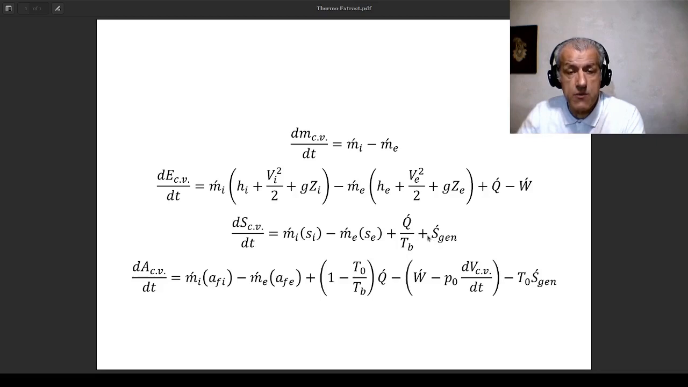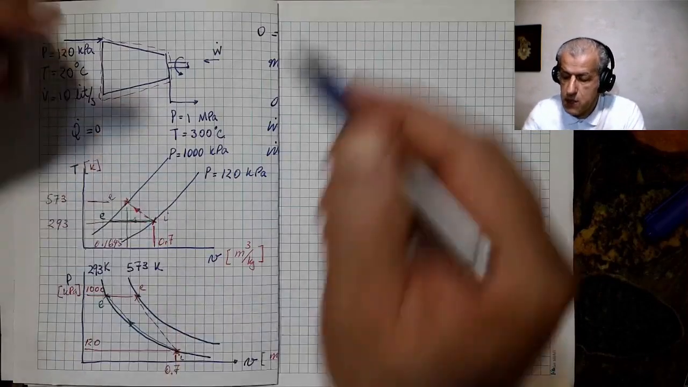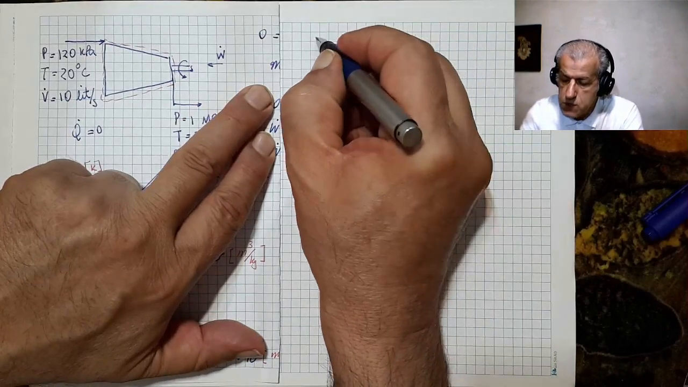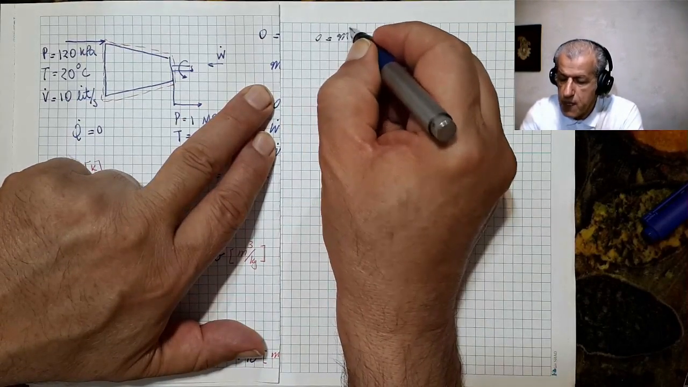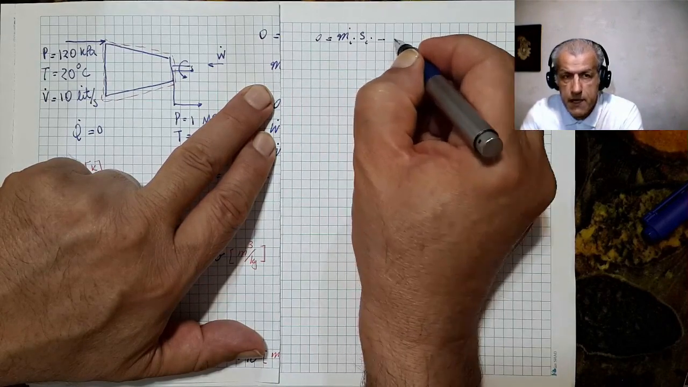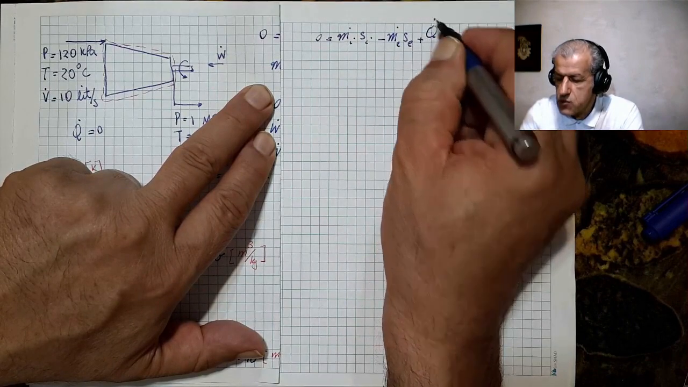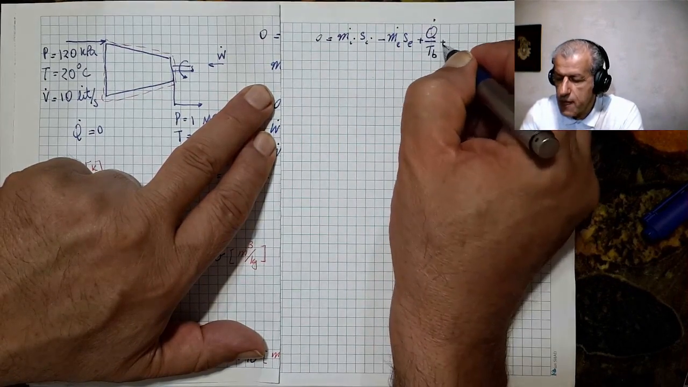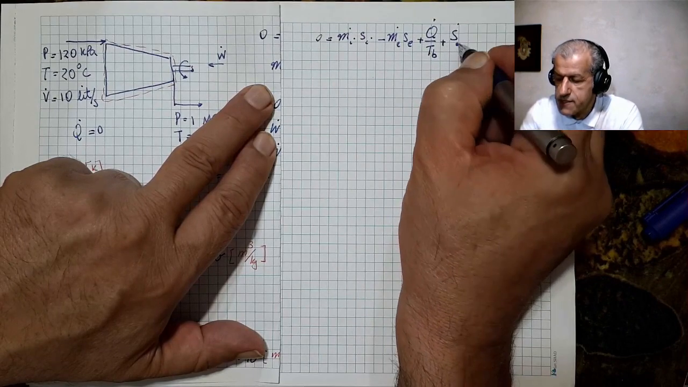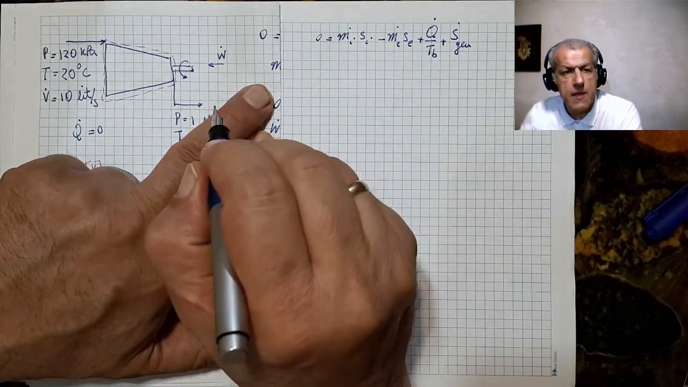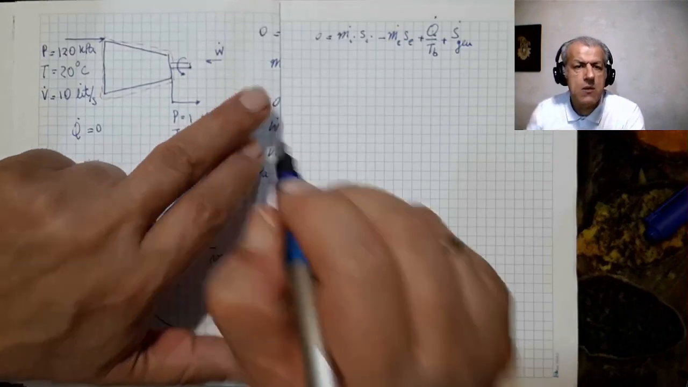So let's write down this equation and see for a third compressor that we shall introduce now how that would look. You see, the equation would reduce to 0 equals m dot i s_i minus m dot e s_e plus Q dot over T_b plus S dot gen. This is how this equation would look.